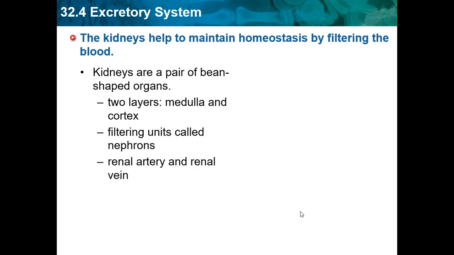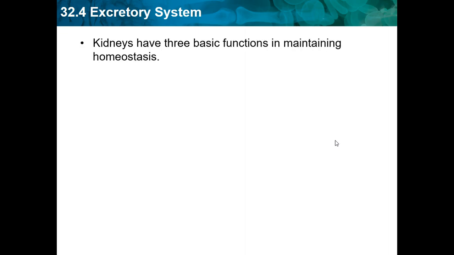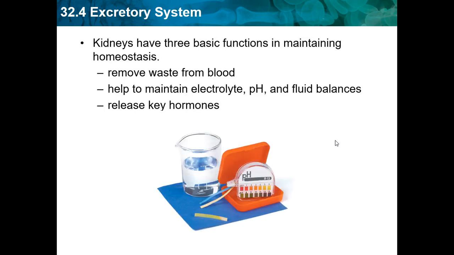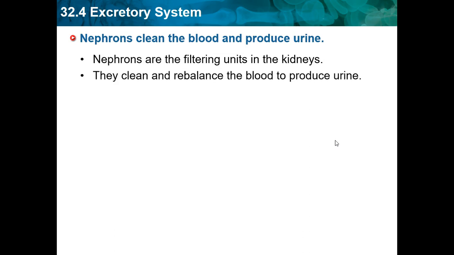There are the renal artery and renal vein, which basically help it filter our blood. So kidneys have 3 basic functions in maintaining homeostasis: remove waste from blood, help to maintain electrolyte, pH, and fluid balances, and release key hormones. Nephrons clean the blood and produce urine. Nephrons are the filtering units in the kidney. They clear and rebalance the blood to produce urine.